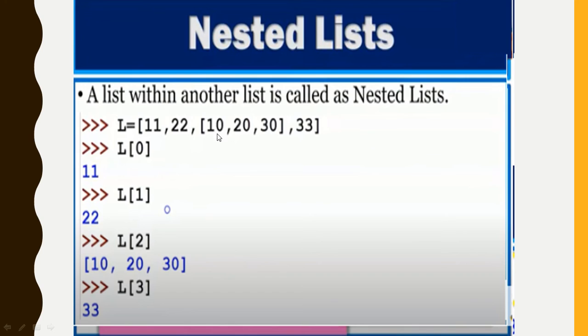Suppose I want to print the 10. How should I print? L of 2 and one more square bracket here, 0. The main list's third element, of course: 2 means 0, 1, 2, the third element. In that, the 0 means the first element. So if I write L of 2 of 0, it will print the value 10. That we already discussed in the nested list last year.